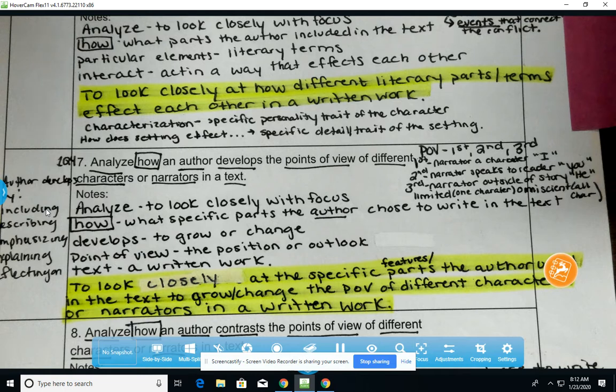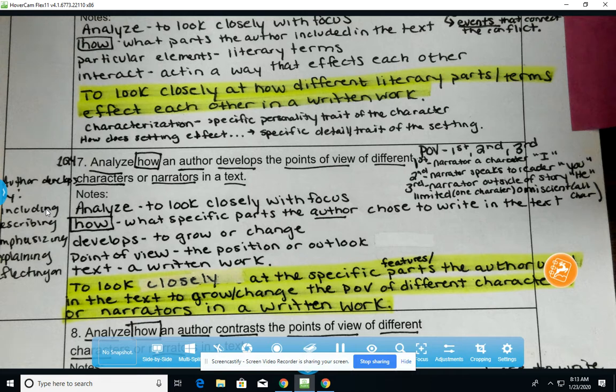I want you to think about point of view today as both first, second, and third person, and what viewpoint they use. Remember, first person is whenever the author uses I to tell a story. Second person is whenever the narrator speaks directly to the reader with you. And third person is the narrator's outside of the story and uses he, she, or it.